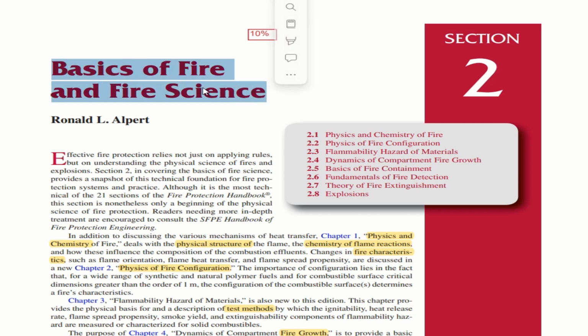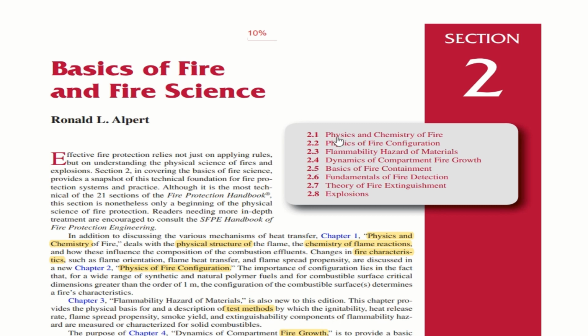So basically from this section 10% of the questions will come in your CFPS examination. So this section is also an important section for you, and it is a little bit easier than section 16, so you can easily understand the topics of this section. As the name suggests, this section is related to the basics of fire and fire science, which means physics and chemistry of fire. In section 2 there are subsections.